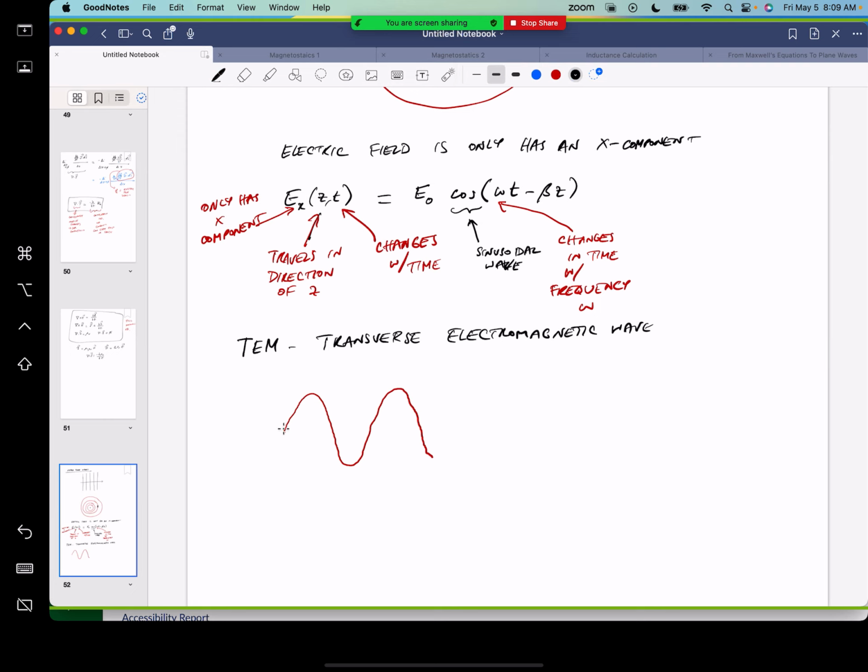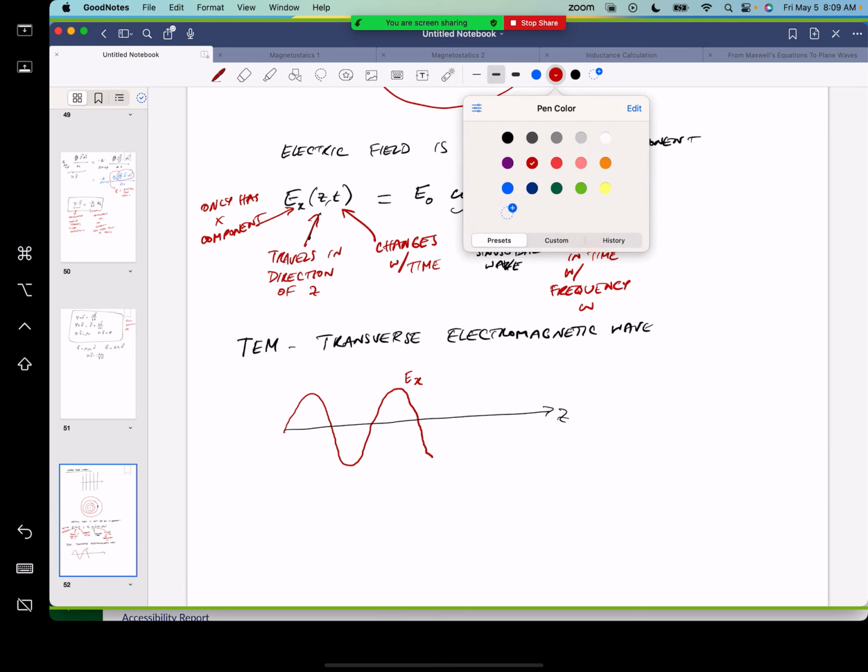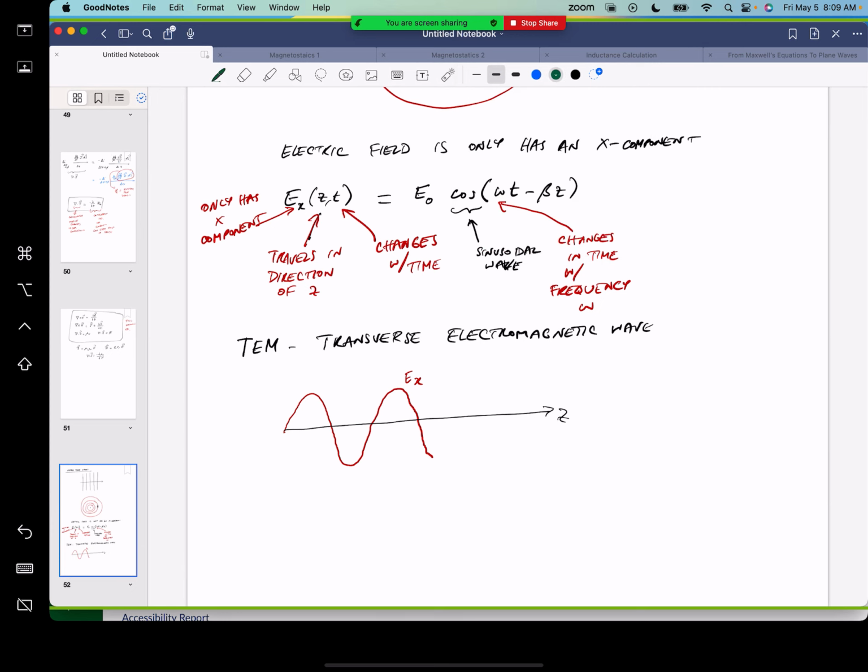The direction of travel is in the Z direction. You can think of the electric component in this case being in the X direction, and the magnetic component has to be perpendicular to both the direction of the electric field and the direction of travel. So it'll be in the Y direction. That's the visual I have for the H field, which we'll look at in a little bit.